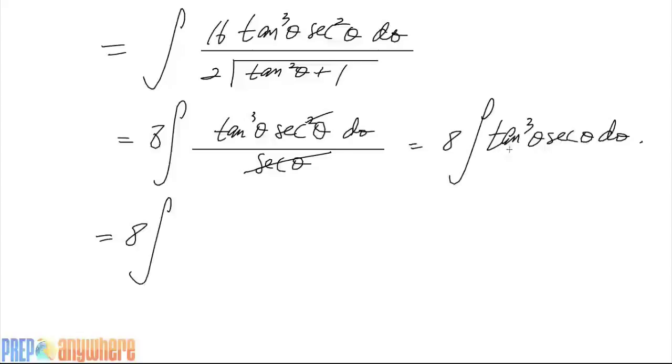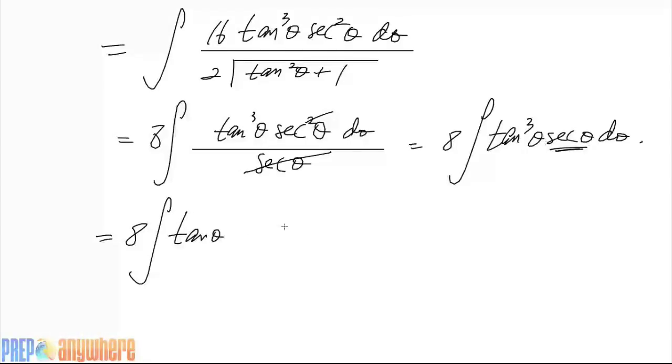We're going to do this by substitution. If you let u equal tangent, we need a secant squared, but we don't have that here. If you let secant of theta equal u, then we need a secant times tangent, and we don't have that here either. So let's leave one of the tangents.